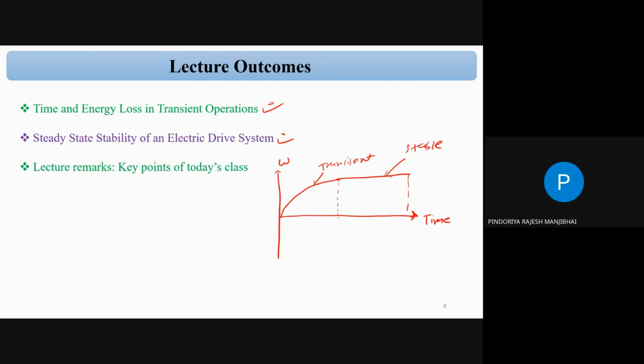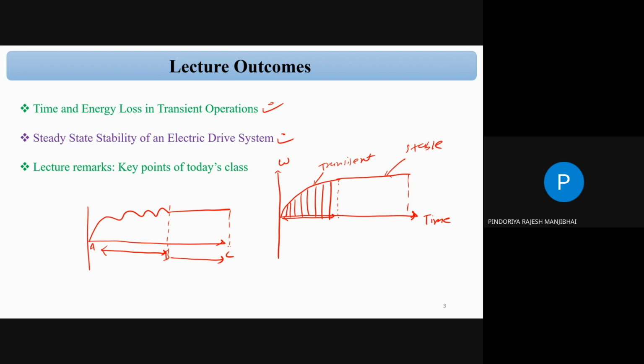During this time period we have to calculate the energy, that is, the time and energy losses, because your speed response may fluctuate. Suppose your speed is something like that and after some time it becomes stable. This is your transient response up to this time period, from point A to point B, and point B to point C is your steady state response.